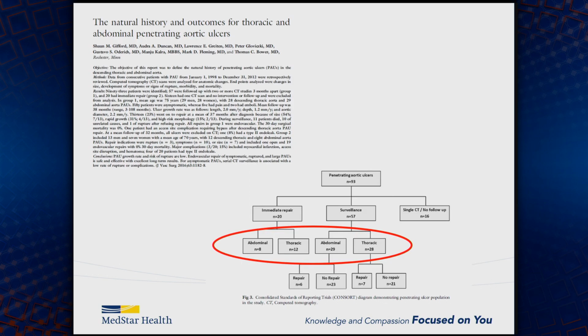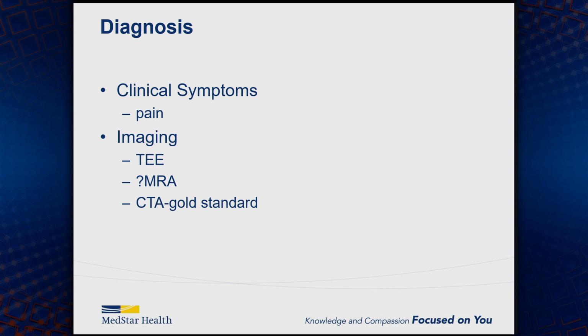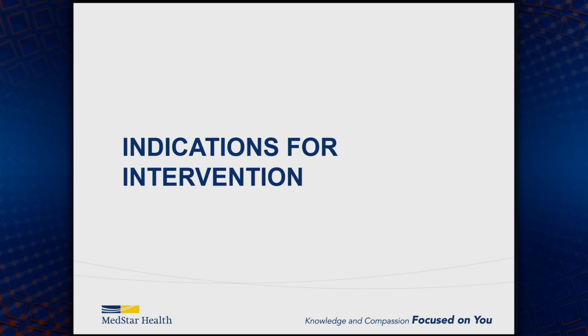I think it is important to recognize that this pathology can occur in both the thoracic and abdominal components. We often think of this really in the thoracic space, but you can get IMH, you can get PAUs in the abdominal aortic space, and they can and need to be treated at times. In terms of diagnosis, typically these patients come in either asymptomatic or with some type of pain. Imaging can be done with several modalities, TEE, MR, but I think CTA really is the gold standard for the most part with really most aortic pathologies at this time.